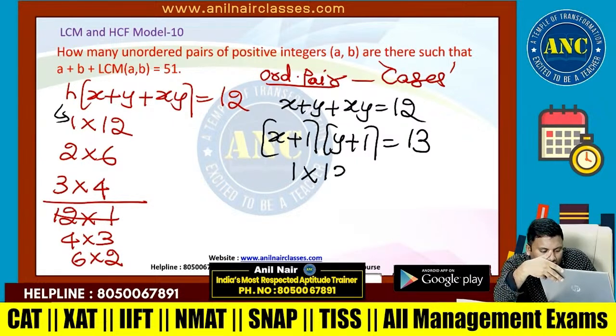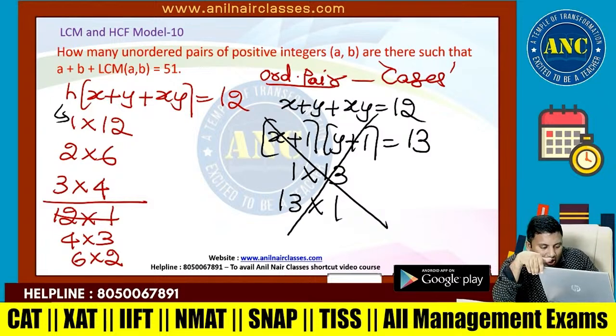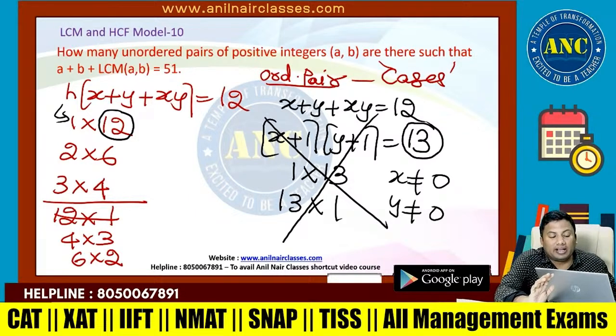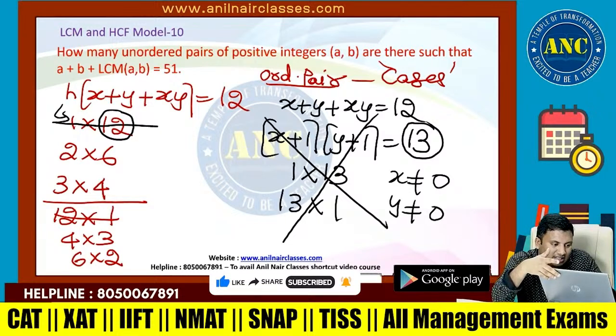13 can be written as 1 into 13 and 13 into 1. 13 is a prime number. Both the cases are not possible. Why? Because in the first case x is 0 and in the second case y is 0. X cannot be 0 and y cannot be 0. That means if I add 1 to this number and I get a prime number, that case has to be eliminated. So this case is eliminated.